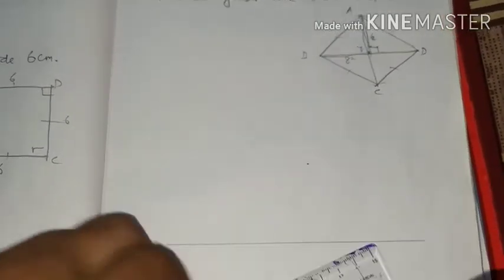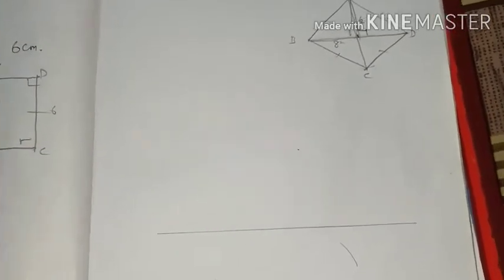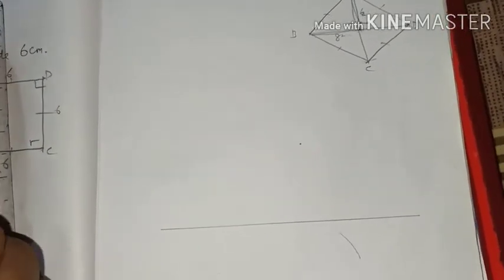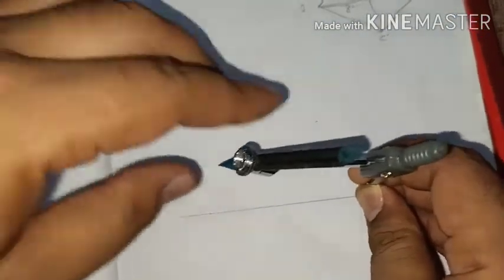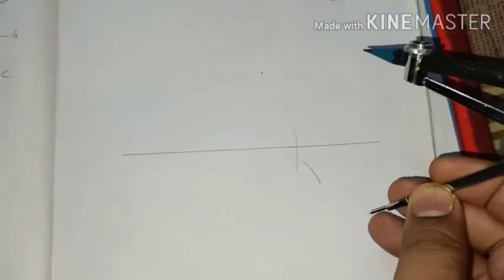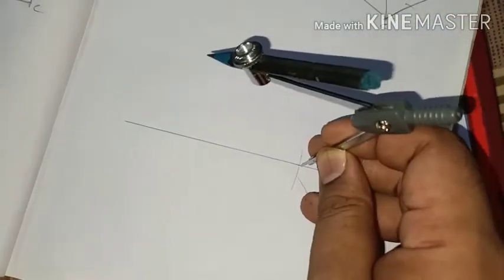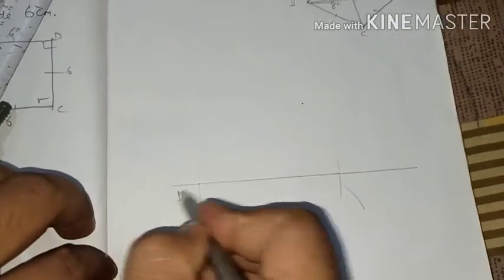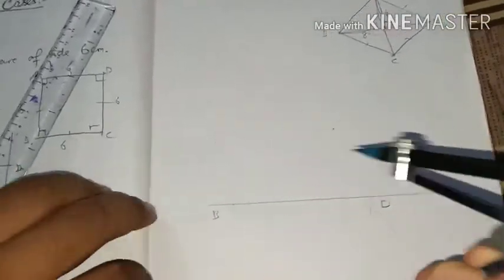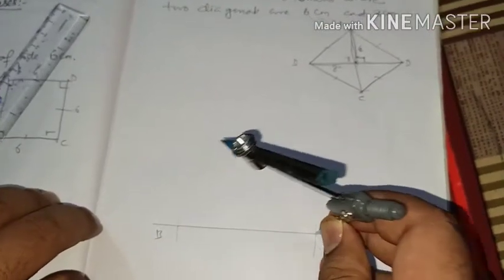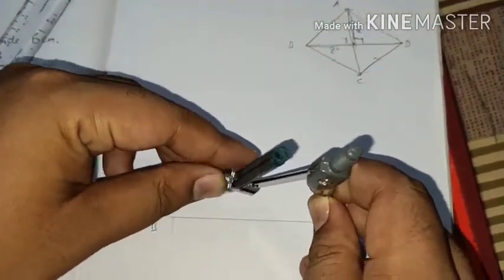So let's draw. At first we will draw a line segment. Next, cut 8 centimeter from there, to find the first diagonal. Here it is 8 centimeter, so I'll cut here. I'll just write BD here. BD is the diagonal, and I will bisect BD to find the midpoint of BD, so that the diagonal AC passes through the point.